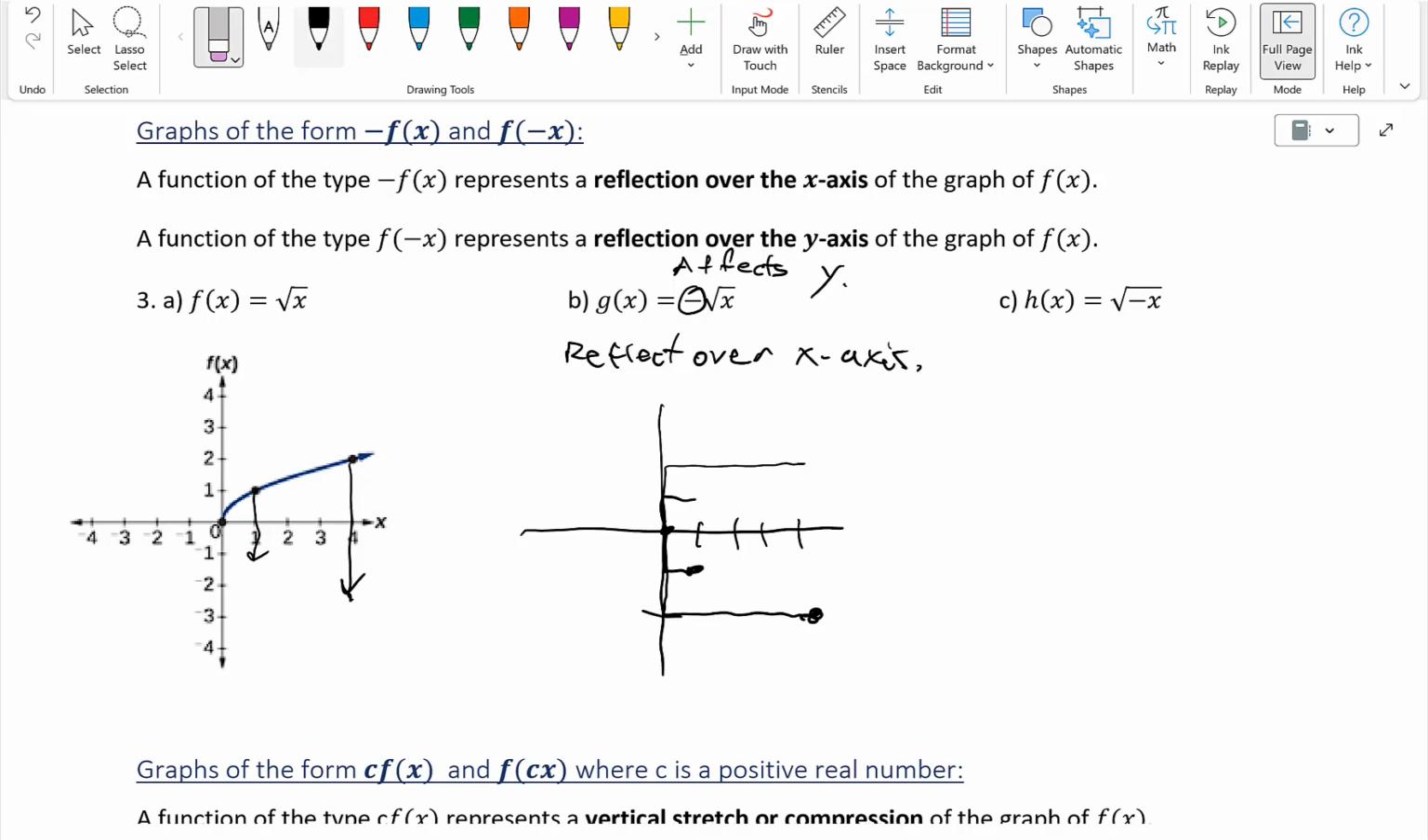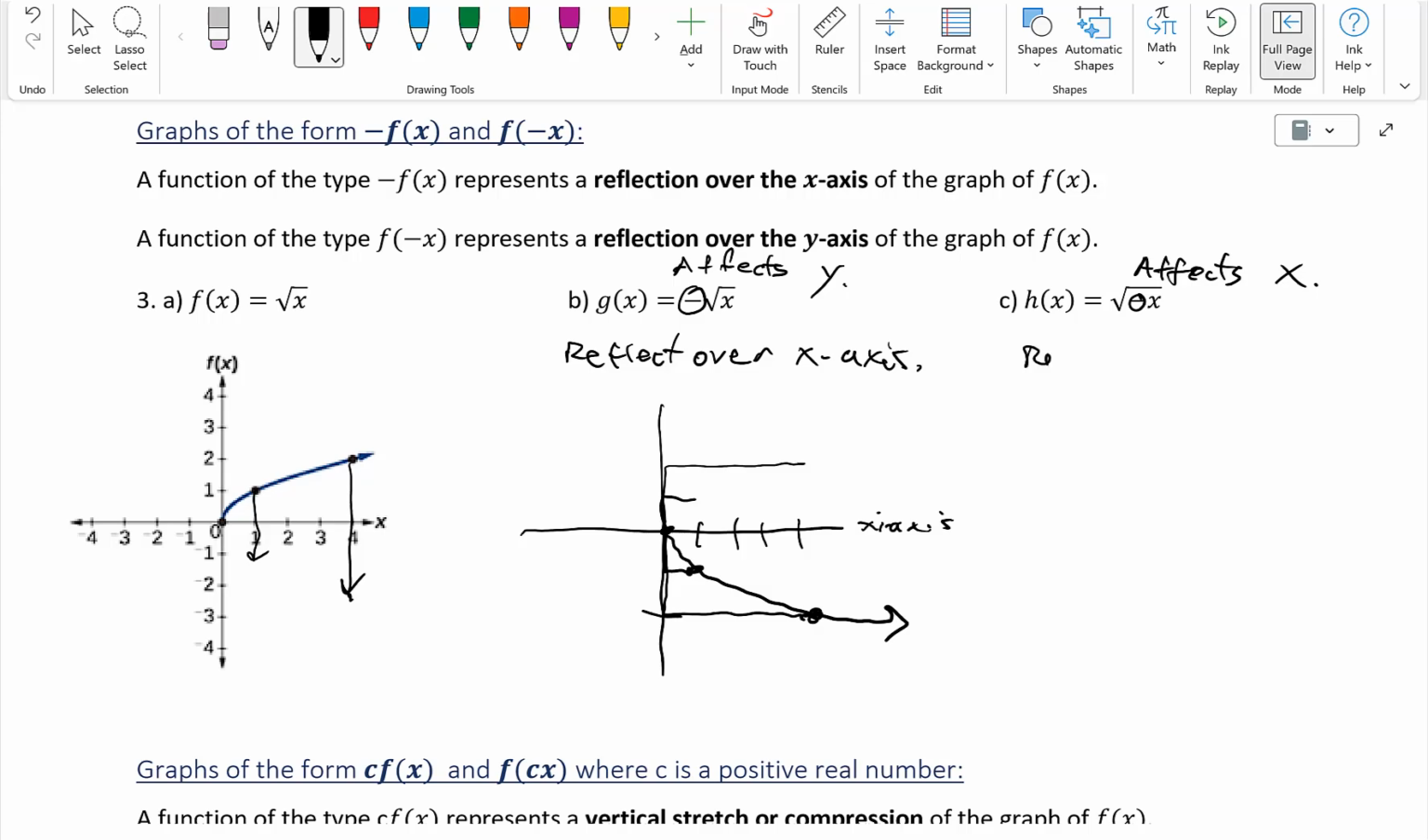And I'll get that graph coming down into quadrant 4. Right, and we can see it reflected right over that x-axis. So all the x values stayed the same, 1, 0, 1, 2, 4, but the y values are now negated. Instead of 0, 1, 2 on our points, we're 0, minus 1, minus 2. The negative inside affects x.